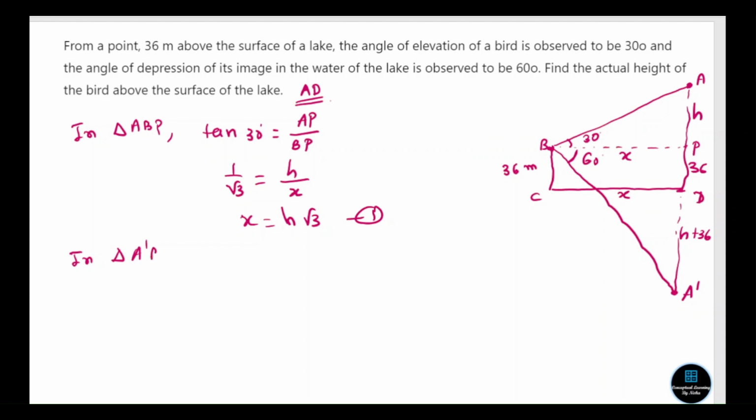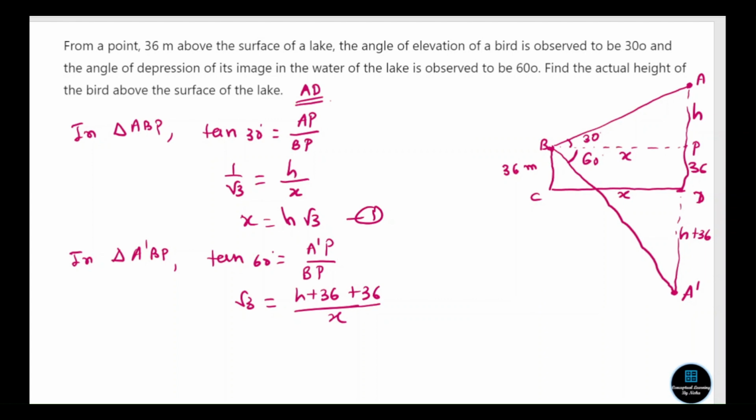In triangle A dash BP, it is tan 60 degree. So this is A dash P upon BP. Remember that, again one more common mistake you tend to make. So this is square root of 3. Here A dash P is how much? h plus 36 is AD, and PD is again one more 36. So this is a very common mistake. And here we have x.